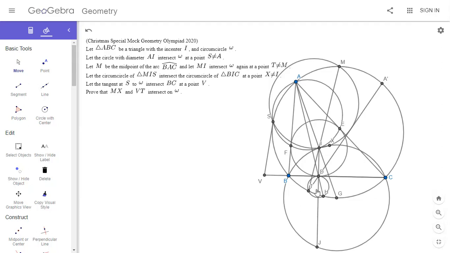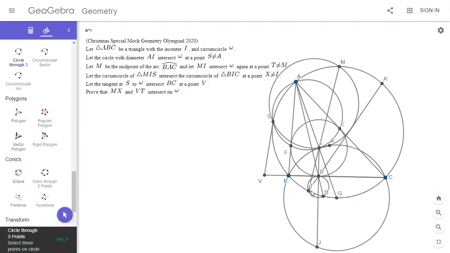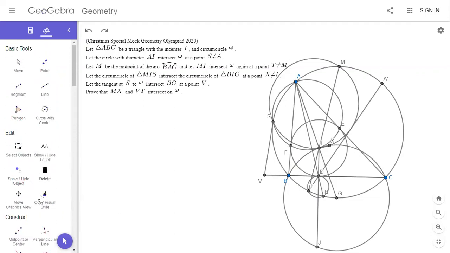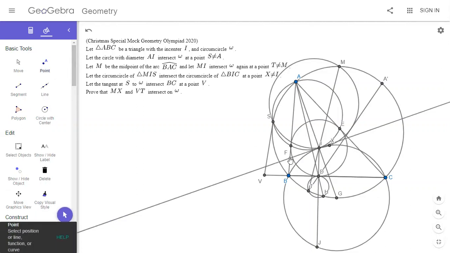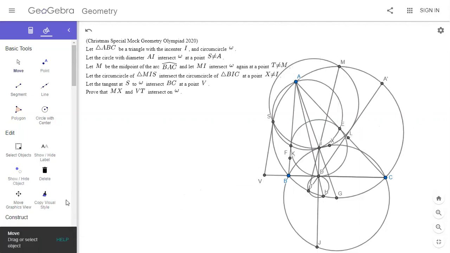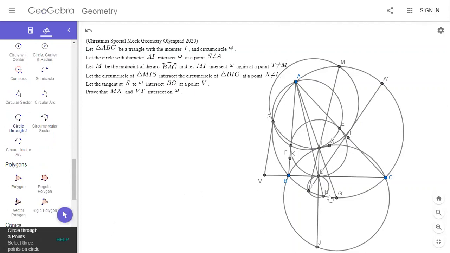I'm seeing so many things all at once. T is also the point of tangency of the mixtilinear incircle. This configuration is just crazy. I'm seeing so many things here. It's crazy, because there's too much information. But yeah, there's also that mixtilinear incircle.